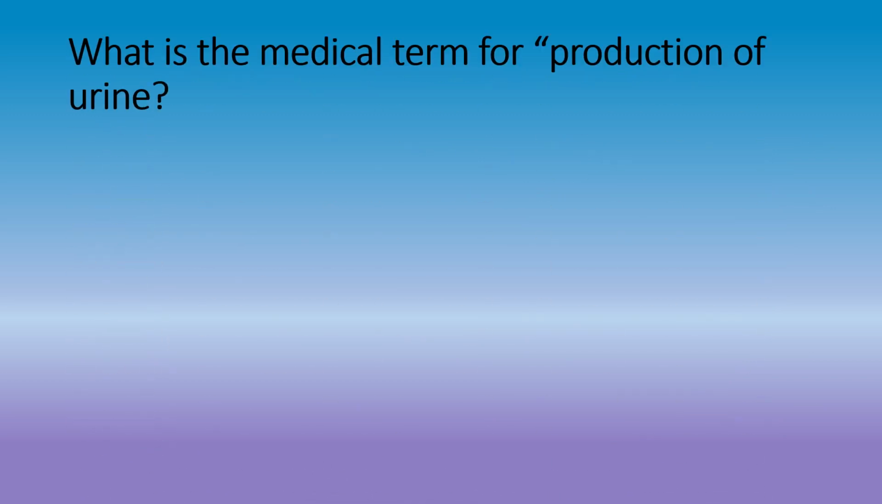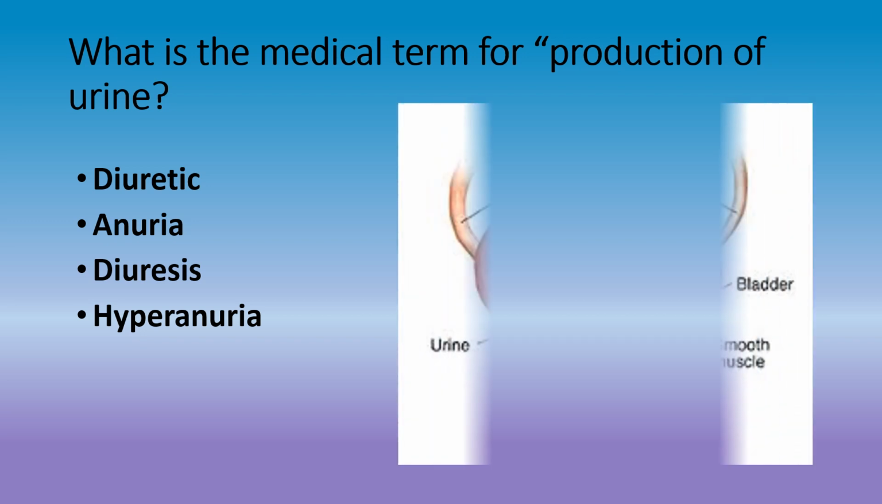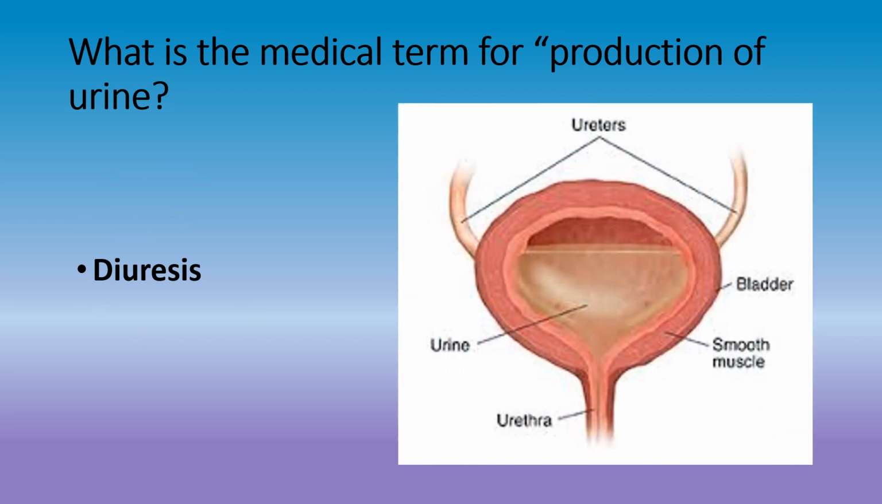Next question. What is the medical term for production of urine? Is it diuretic? Is it anuria, diuresis, or hyperanuria? And the answer is diuresis.